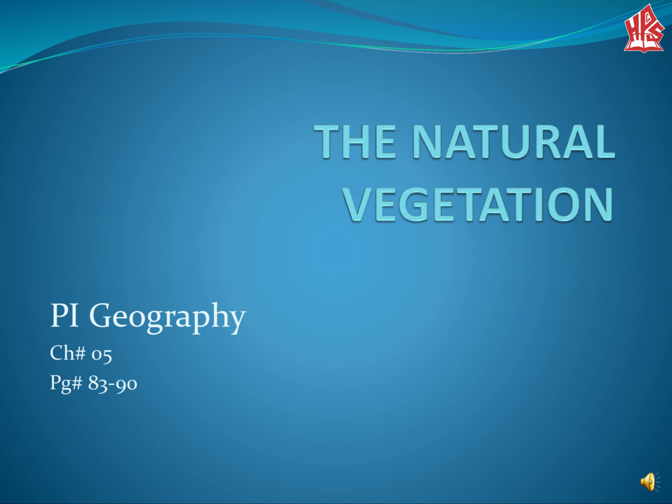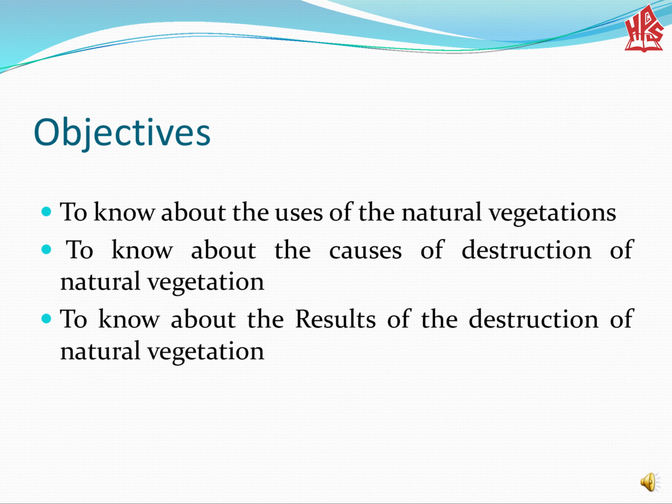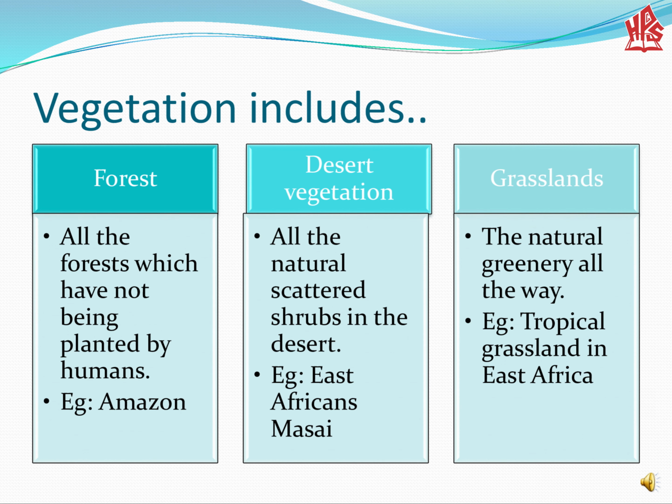Today we are going to discuss Prep 1's Geography, your chapter number 5, the natural vegetation from page 83 till 90. So let's begin. In this chapter we are going to discuss the uses of natural vegetation, its causes of destruction and the results of destruction. Here we are going to discuss the three categories of vegetation: forest, desert vegetation and grasslands.